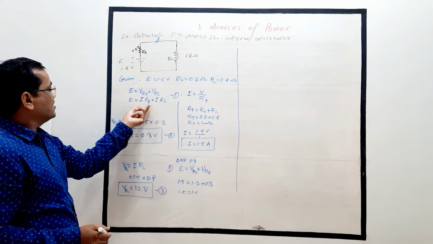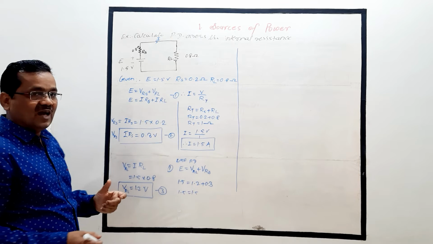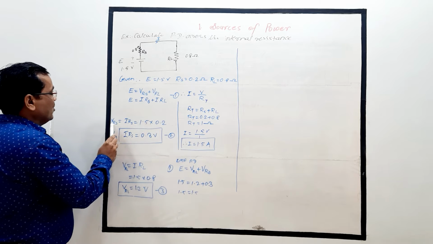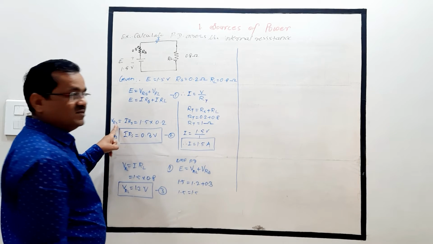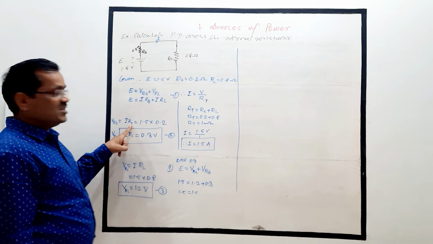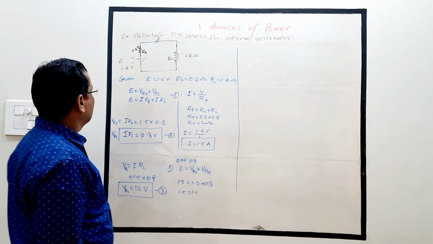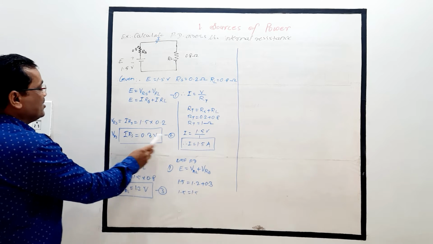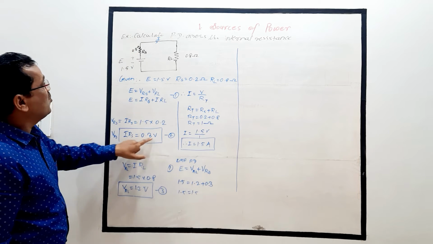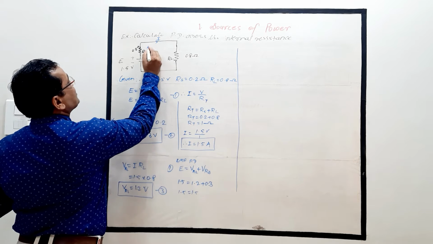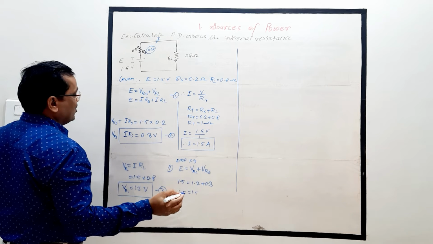Now let us find the voltage drop across RS and the voltage drop across RL. So VRS is nothing but the product of current and source resistance. 1.5 into 0.2 gives 0.3 volt. So voltage across RS is 0.3 volt. That means across this resistance 0.3 volt is dropped.